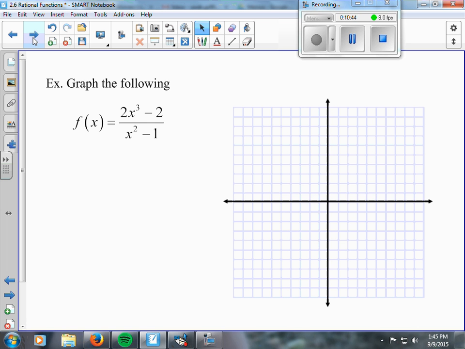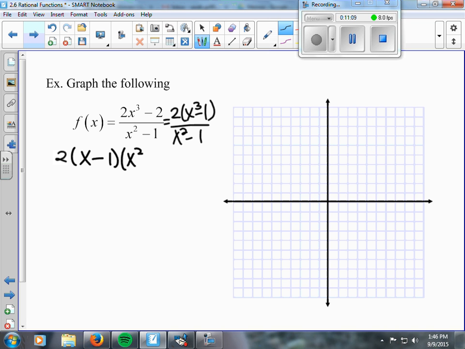All right, my function is 2x cubed minus 2 over x squared minus 1. Before I even do anything, I'm going to go ahead and factor this. Okay, so x cubed minus 1 factors, and you should know how that factors. A difference of cubes factors this way. I'll give you the formula in a second. Okay, so this is f of x factored. Dealing with the factored form is way easier, way easier.